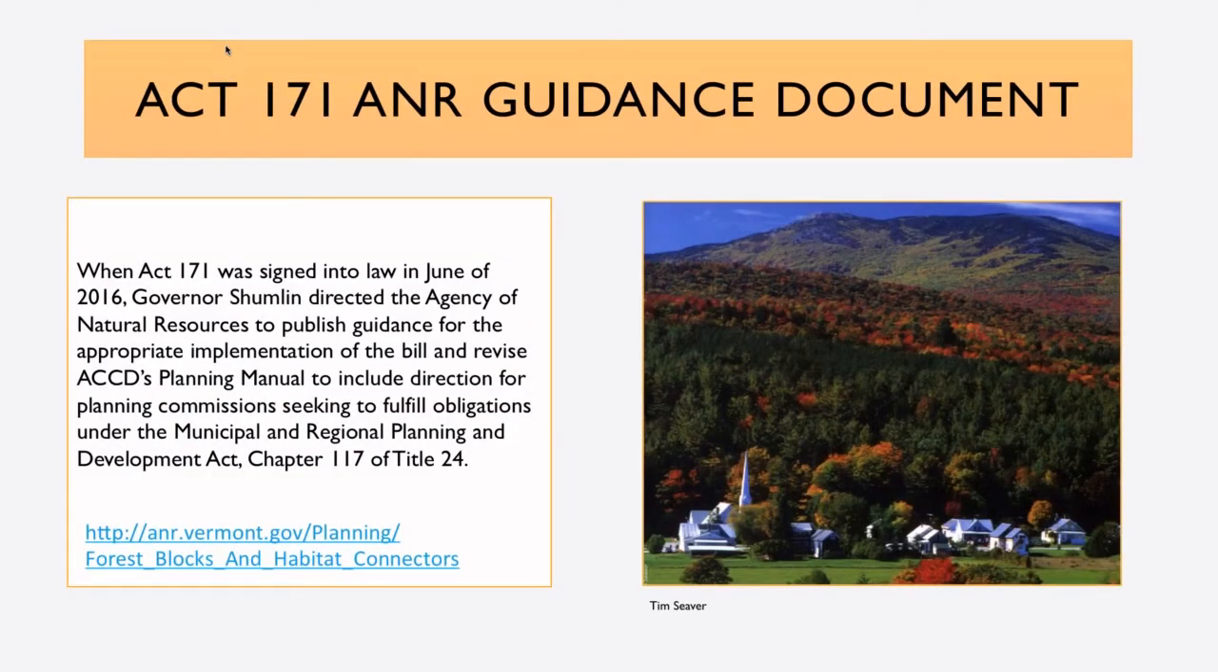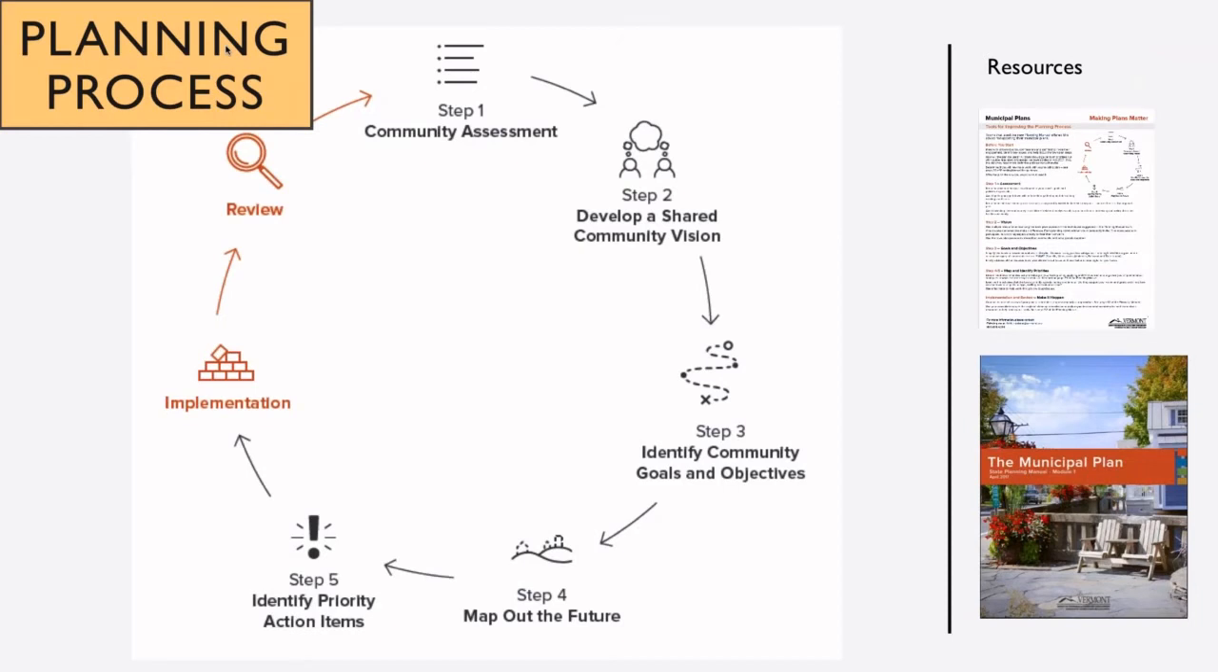I just wanted to quickly point out that there is a guidance document that has been developed by the Agency of Natural Resources. When Act 171 was signed into law in June of 2016 by Governor Shumlin, he directed the Agency of Natural Resources to publish guidance in order to help with the implementation of these planning directives, and specifically to revise the Agency of Commerce and Community Development's planning manual to include more direction. And here we've provided you the link to the guidance. The guidance is still in draft form, but it should be finalized very shortly, and you are able to access it now in draft form. So I wanted to make that available to you. With that, I'm going to turn it over to Claire.